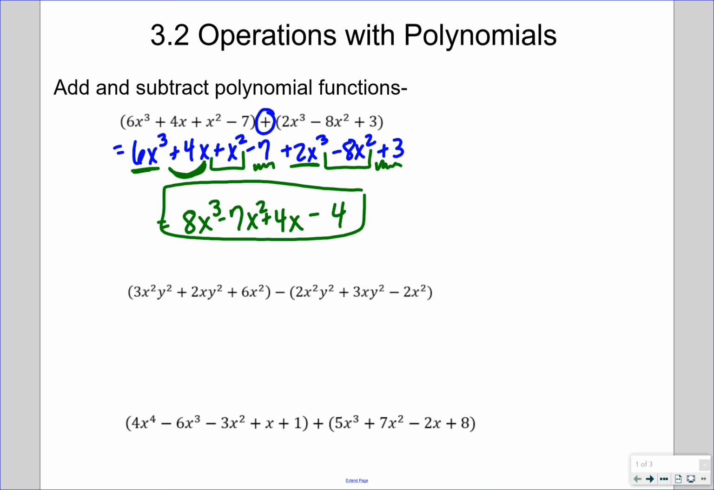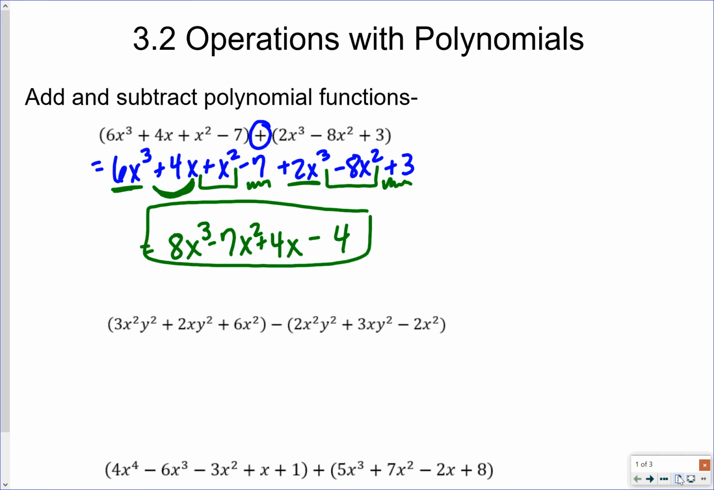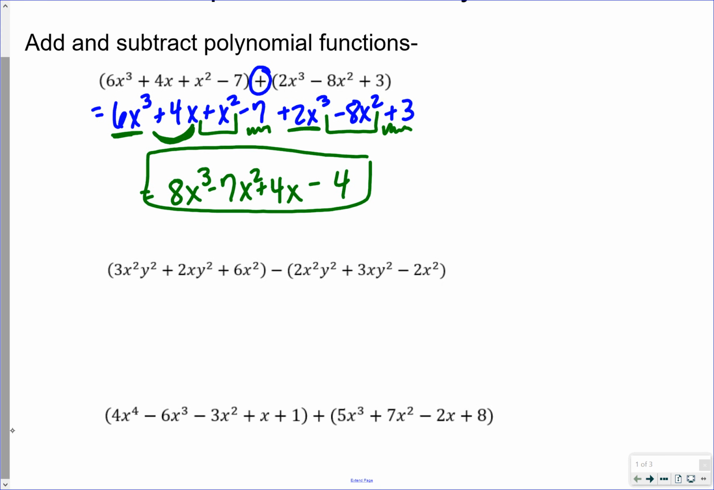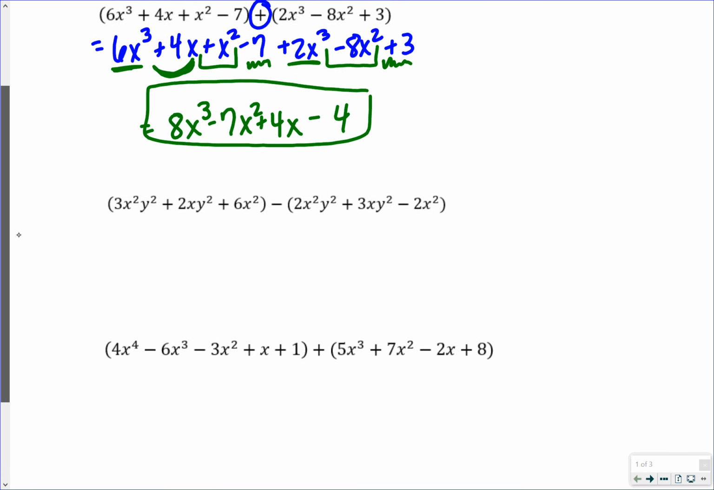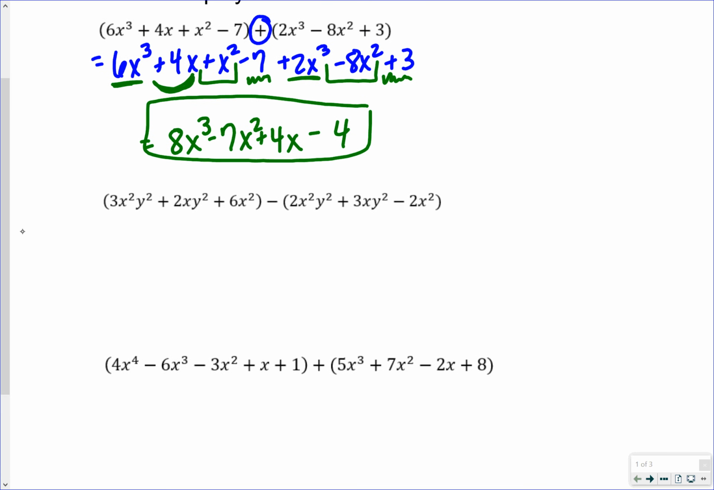Cool. Next problem. I have 3x squared y squared plus 2xy squared plus 6x squared minus a whole other term. So now my minus is going to affect things. When I go to drop these parentheses, my first one doesn't change. 3x squared y squared plus 2xy squared plus 6x squared.